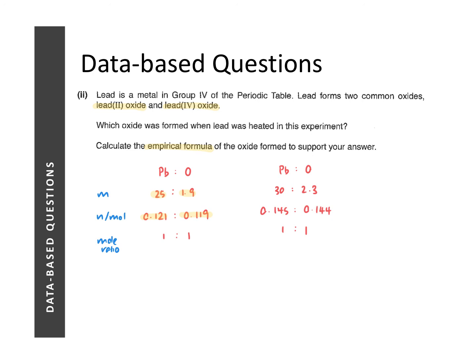Now, regardless of whether you use the first set of data given for lead or the second set of data given for lead, you would be able to find that the ratio between lead and oxygen is 1:1, meaning the empirical formula for lead oxide formed in this case is PbO. So in this case, this is lead-2 oxide. Lead-4 oxide actually has the formula of PbO2, so the ratio of lead to oxygen would be 1:2.